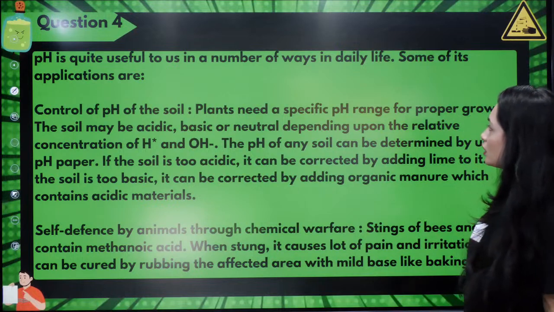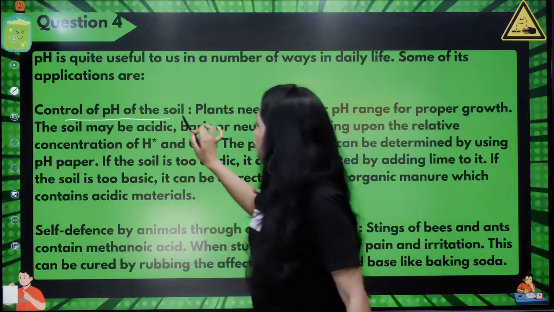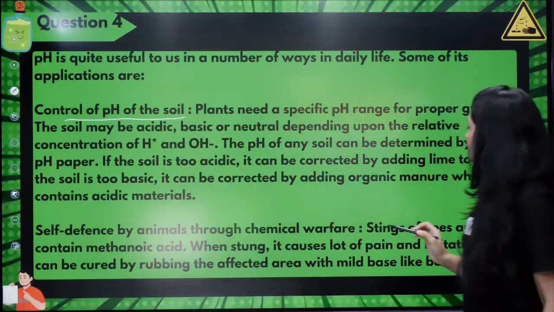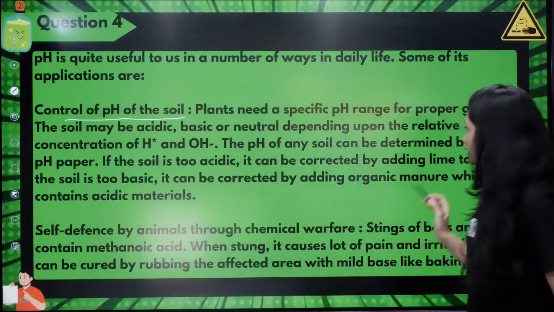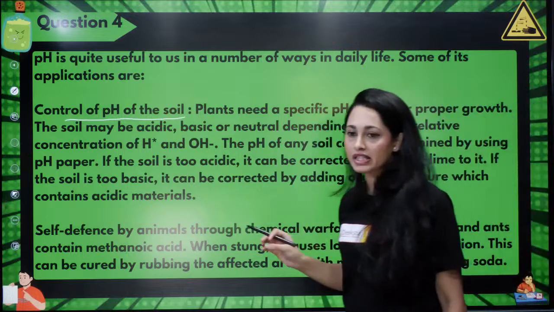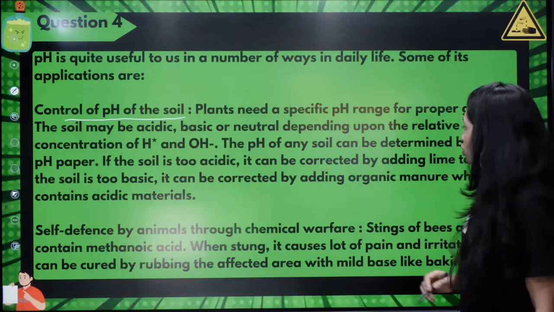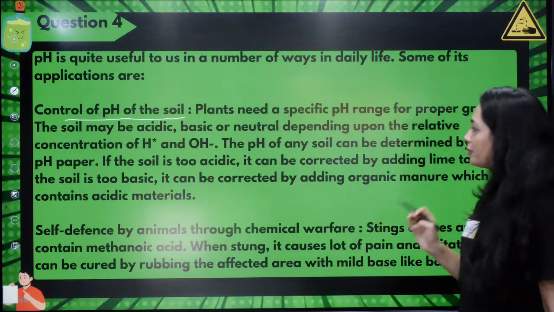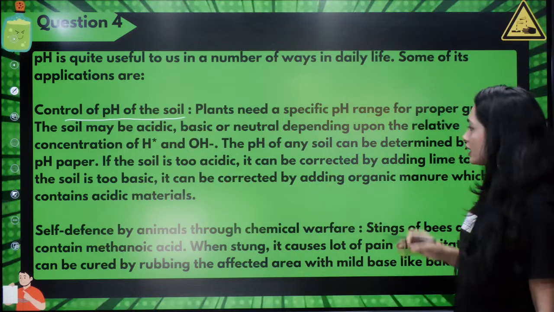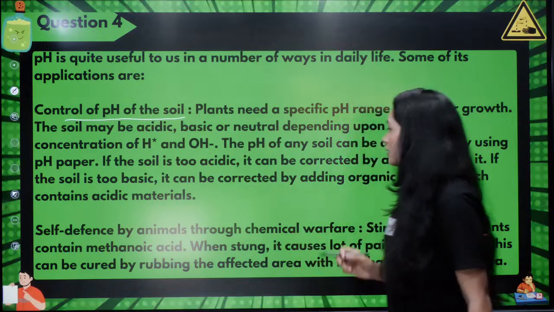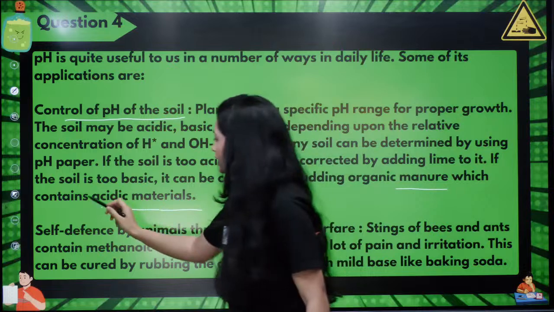pH is quite useful to us in a number of ways in daily life. Some of its applications are control of pH of the soil. Plants need a specific pH range for proper growth. The soil may be acidic or basic or neutral depending upon the relative concentration of H plus and OH minus ions. The pH of any soil can be determined by using pH paper. If the soil is too acidic, it can be corrected by adding lime to it. If the soil is too basic, it can be corrected by adding organic manure which contains acidic material.